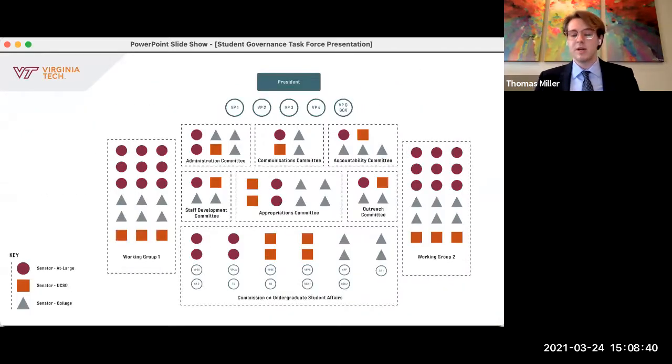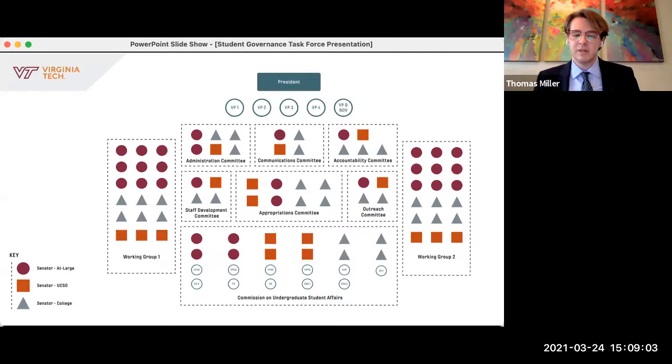So this is a big diagram with lots going on in it, and I'll kind of walk us through what's happening. First, I want to talk about the members. You can see there's 3 different types of senators. There are senators that emanate from the colleges. These are shown in the gray triangles. Those will be selected via their constituencies in the college through an election.